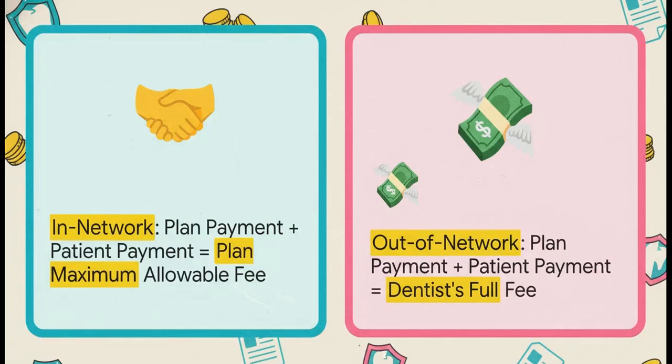So here are the formulas that guide us. For us, as an in-network office, we live and breathe by the formula on the left. It's simple. What the insurance plan pays, plus what the patient pays, has to add up perfectly to that plan maximum allowable fee, which, you guessed it, is just another name for the allowed amount we've been talking about.